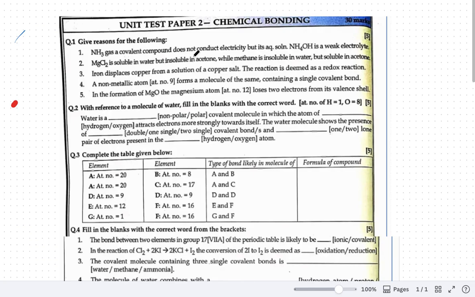MgCl2, that is magnesium chloride, is soluble in water but insoluble in acetone. Why is magnesium chloride soluble in water? Magnesium chloride is an ionic substance, and so it is soluble in polar solvents. Water being a polar solvent, it is soluble, and it is insoluble in acetone.